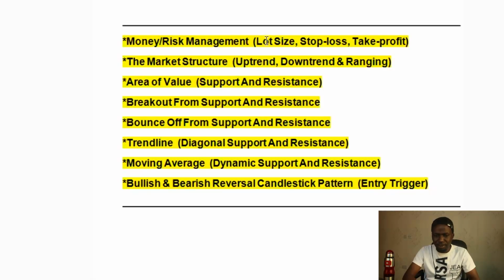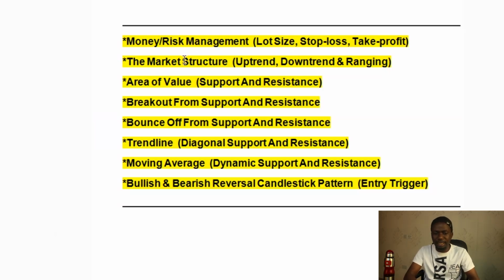So in this topic we covered money management, which has to do with lot size, stop loss, and take profit. So we talked about money management and risk management. We talked about the lot size that you are expected to use, the amount of money you are expected to risk per day, and the amount of money you are expected to risk per trade, which should amount to at most 1% per trade and 10% per day.